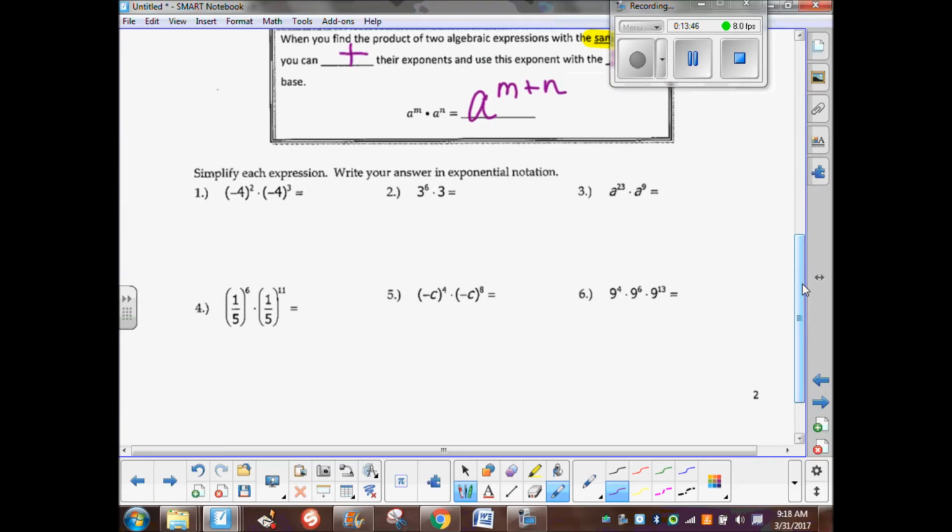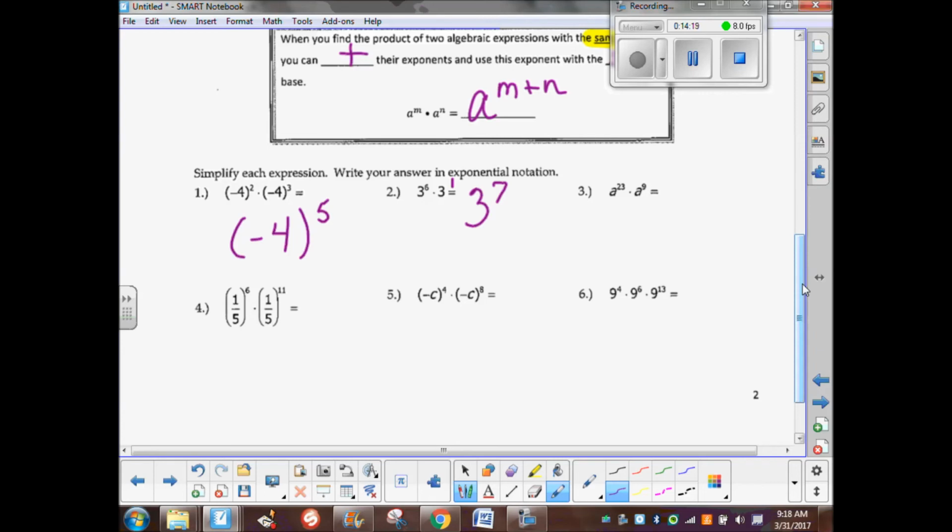Simplify each expression. It says write it in exponential notation. Who's got number 1? Bart. -4 to the 5th. And what do I need to put around that -4? Parentheses. Yeah, -4 to the 5th. Number 2. Tony. Awesome. Okay, there's a 1 as an exponent for that 3. So it is 3 to the 7th.